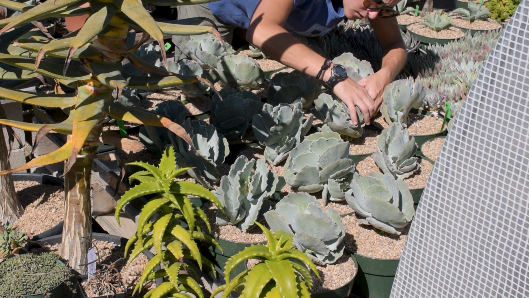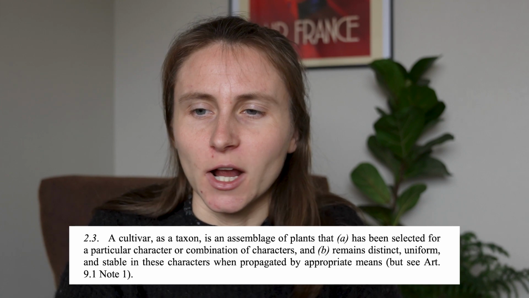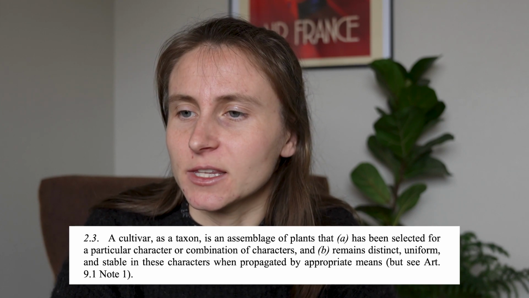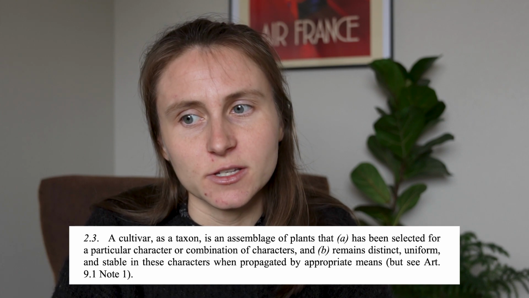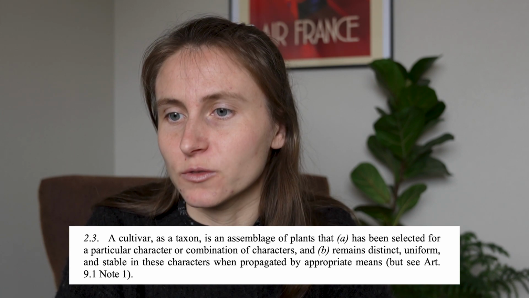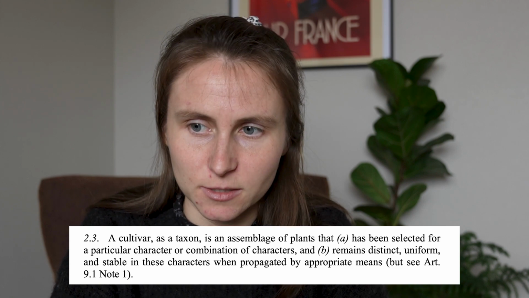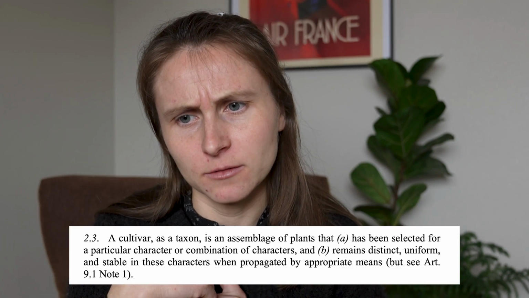I'm going to read you the official definition for a cultivar based on the code here. It's section 2.3. A cultivar, as a taxon, is an assemblage of plants that A, has been selected for a particular character or combination of characters, and B, remains distinct, uniform, and stable in these characters when propagated by appropriate means. Parentheses, but see Article 9.1, Note 1. I'm not going to go there. You can go read that if you want.